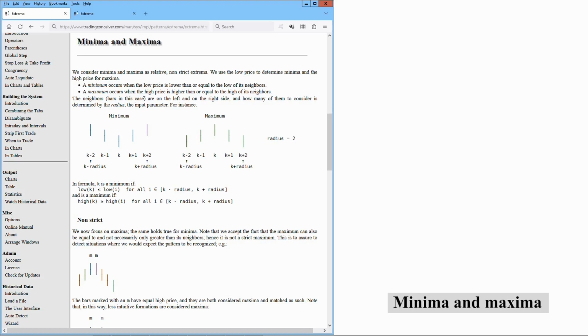We consider minima and maxima as relative, non-strict extrema. We use the low price to determine minima and the high price for maxima. A minimum occurs when the low price is lower than or equal to the low of its neighbors. A maximum occurs when the high price is higher than or equal to the high of its neighbors. The neighbors, bars in this case, are on the left and on the right side, and how many of them to consider is determined by the radius, the input parameter.